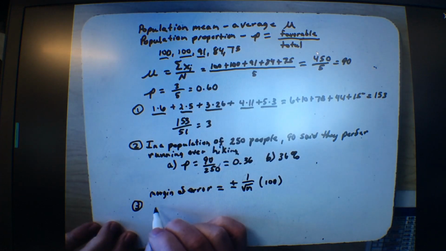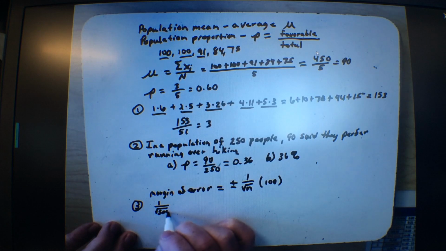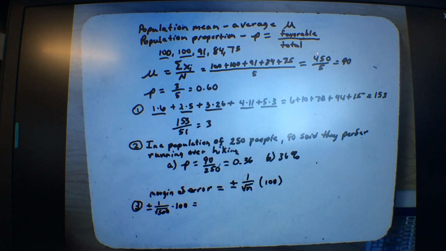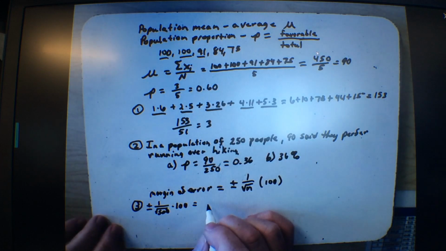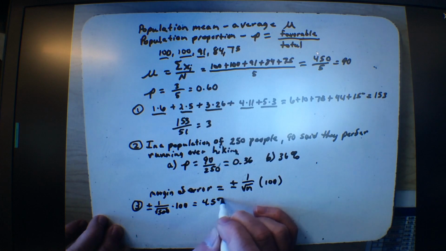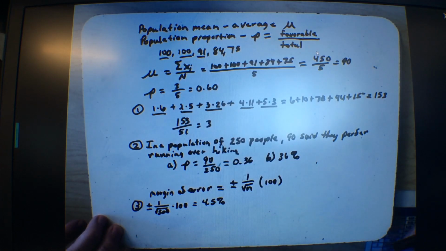So to find the error, we're going to see our margin of error is plus or minus 1 over the square root of 500, times 100. Okay? So if you would take your calculators, and you would take 1 divided by the square root of 500, and then multiply that by 100, to the nearest tenth, tell me what you get. 4.8. Wait, to the nearest tenth. Yep, 4.5. 4.5%. Okay, this is a percent.